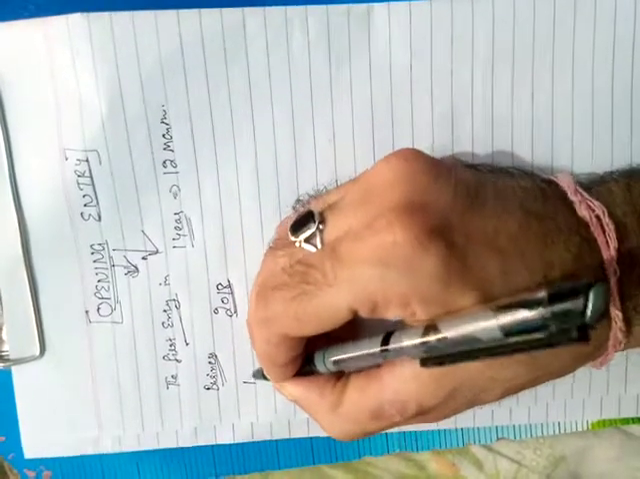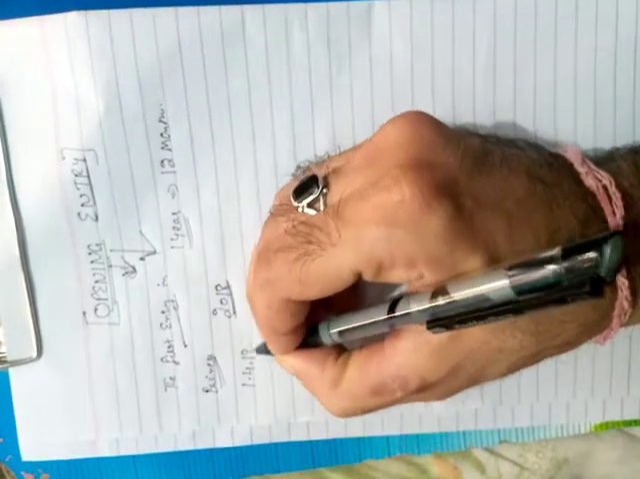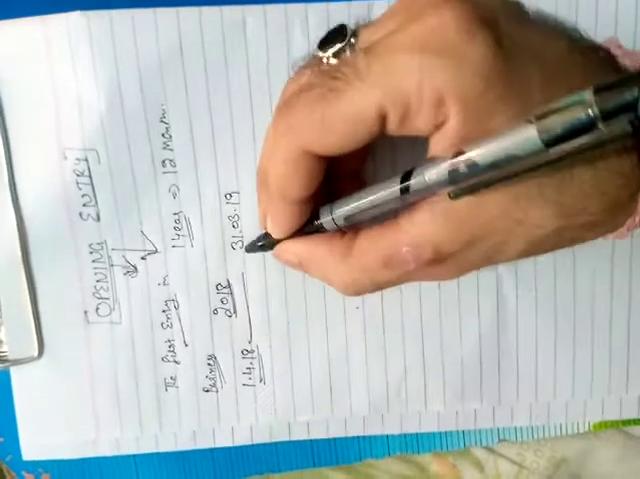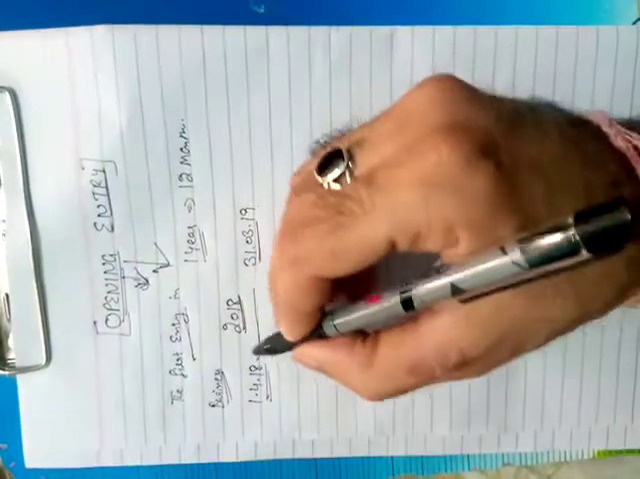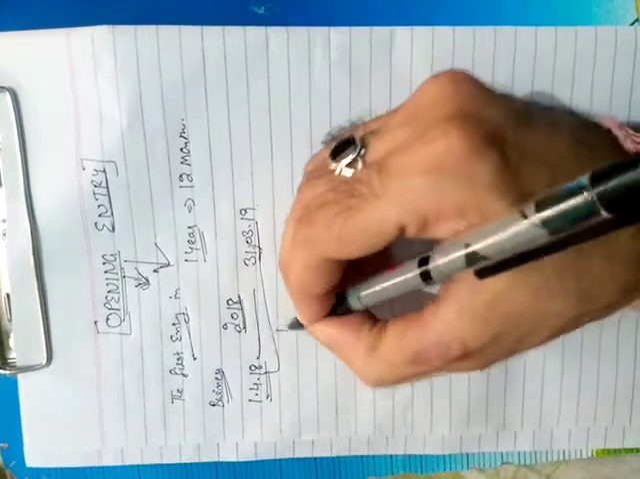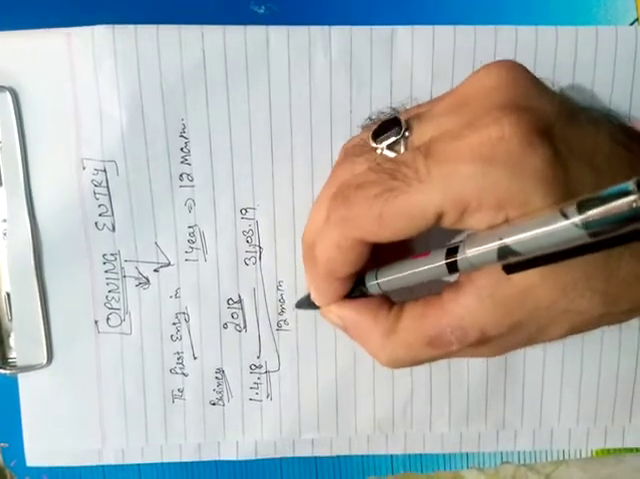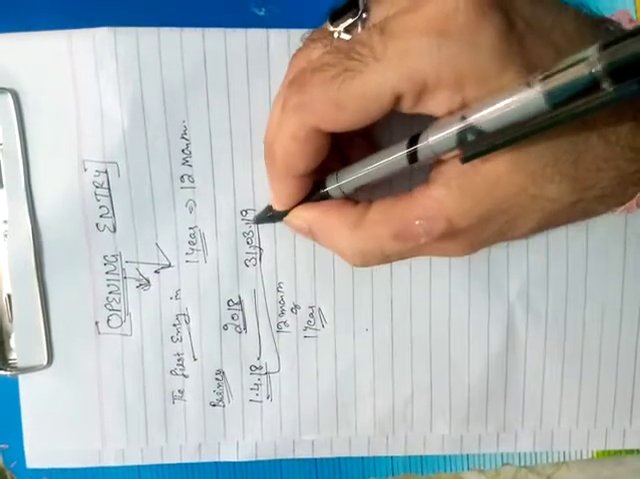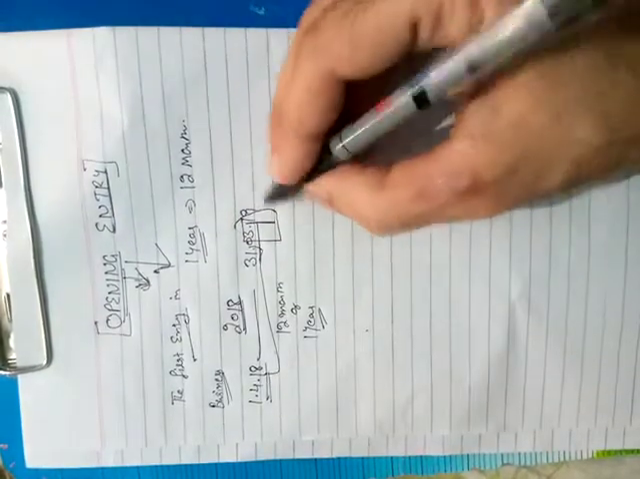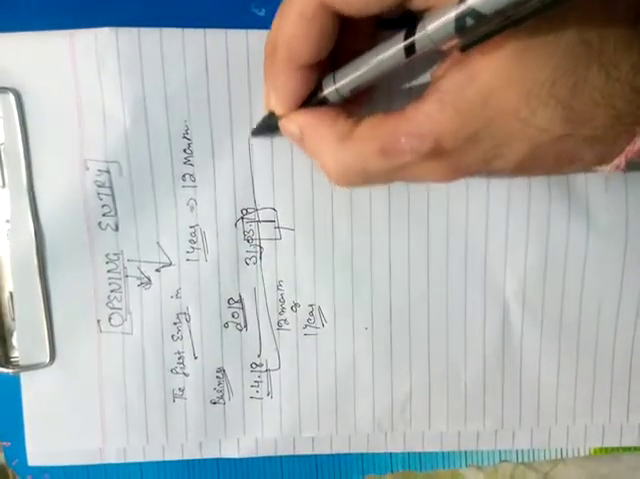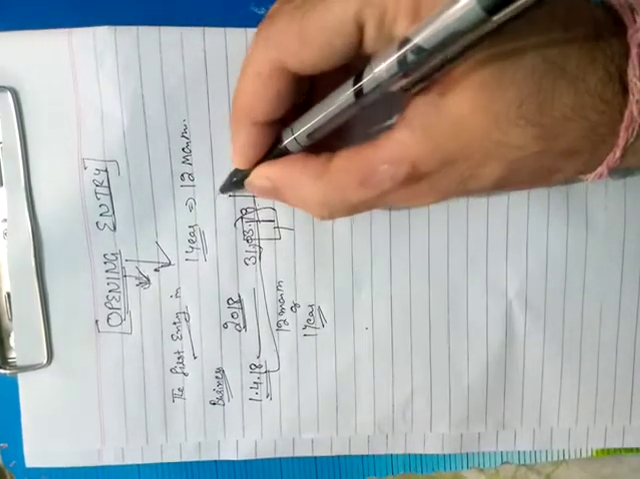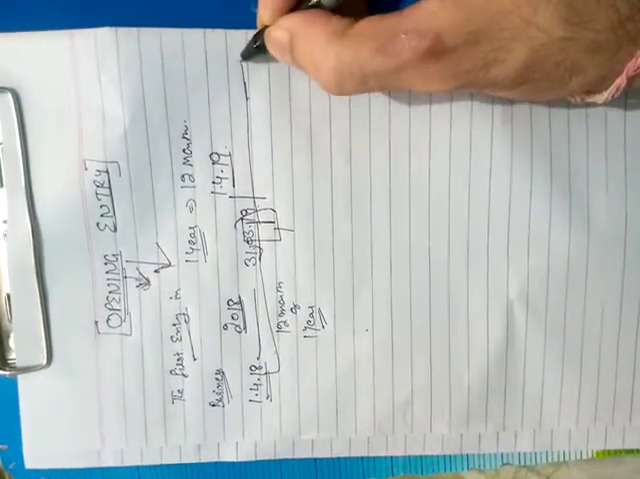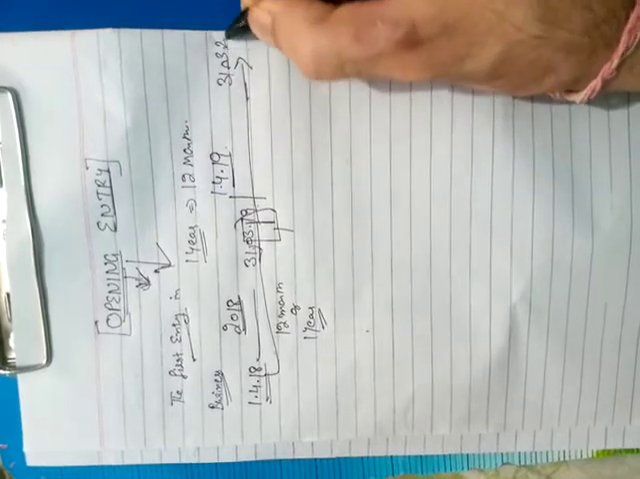Suppose the first year started from 1st April 2018 to 31st March 19. Generally, firms prepare books of account for what period? For 12 months, or 1 year. Now, at the end of that year, on 31st March 19, the next year will start. That next year will start from 1st April 19, and it will be closed on 31st March 2020.